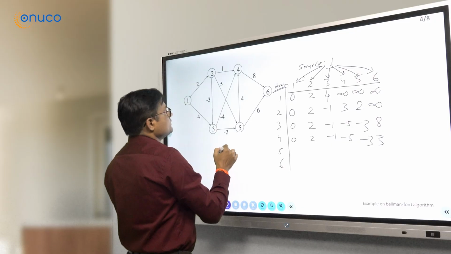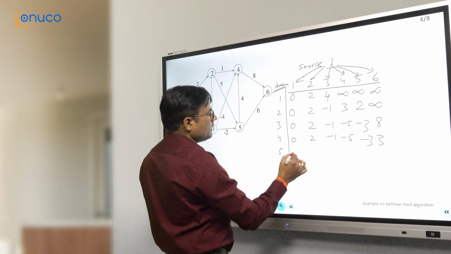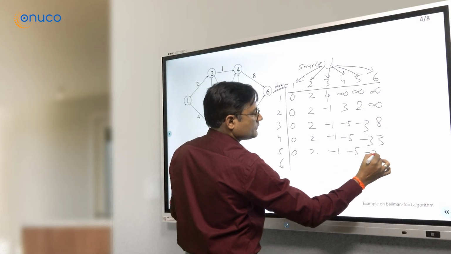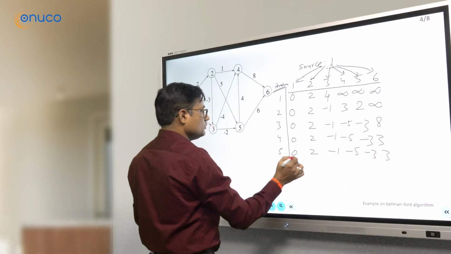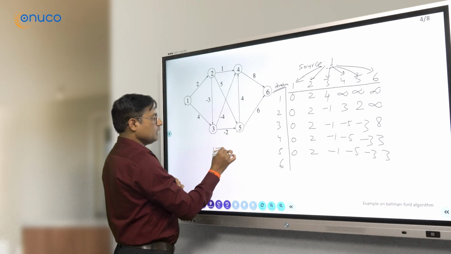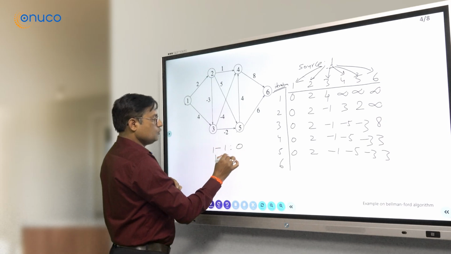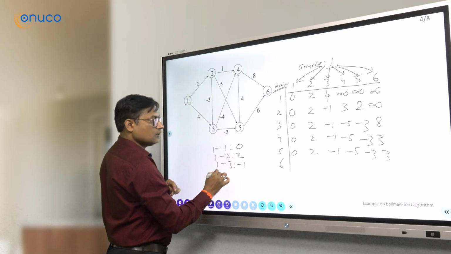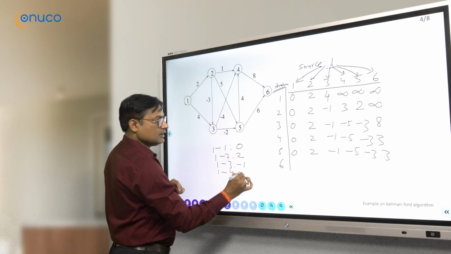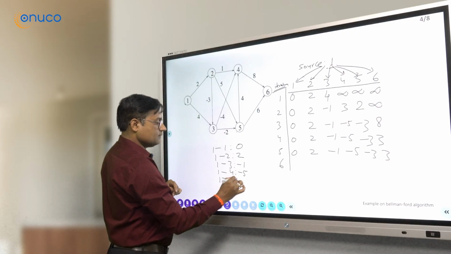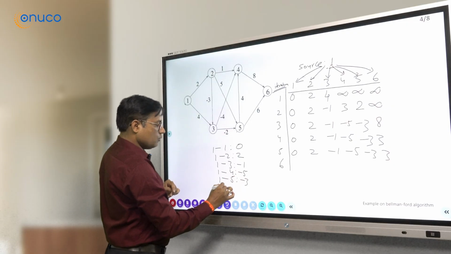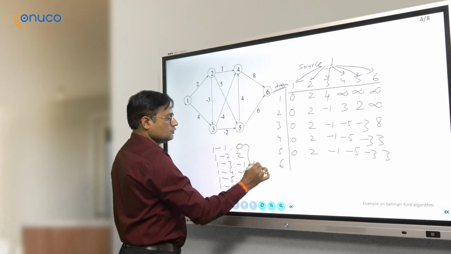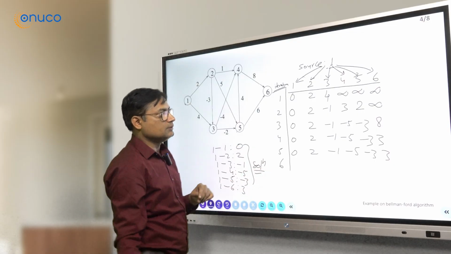Okay. Next iterations we are going to perform, but there will not be any change. It remains the same. So this is the solution to Bellman-Ford. 1 to 1 is 0, 1 to 2 is 2, 1 to 3 is minus 1, 1 to 4 is minus 5, 1 to 5 is minus 3, 1 to 6 is 3. This is the solution after applying the Bellman-Ford algorithm.